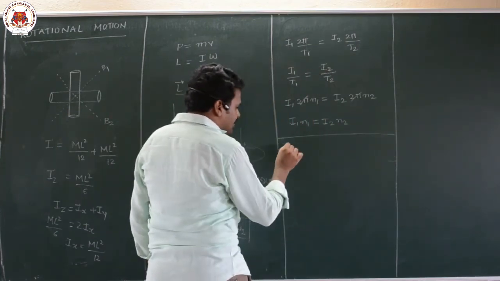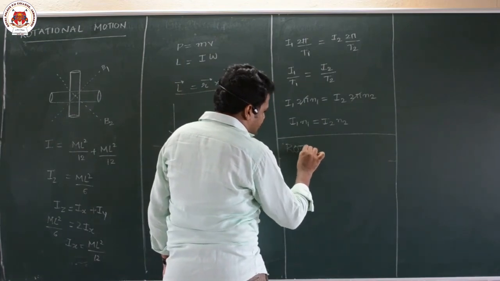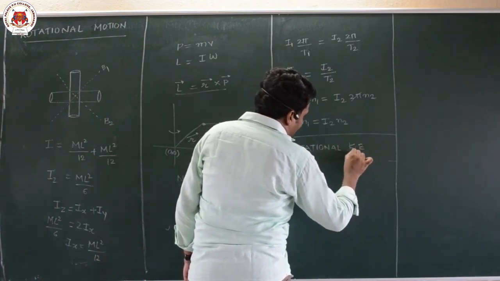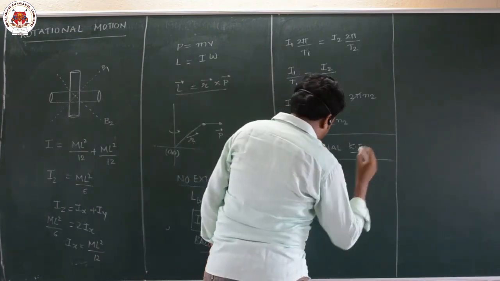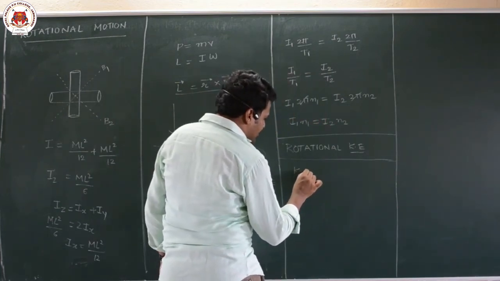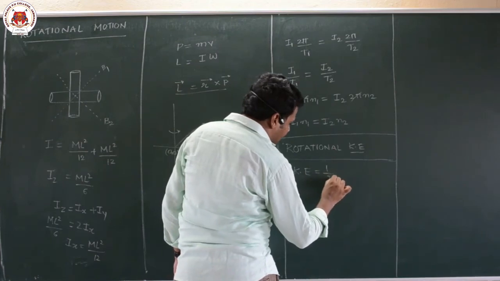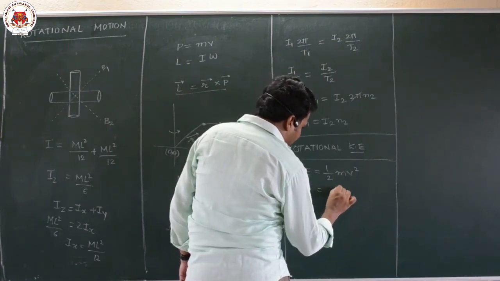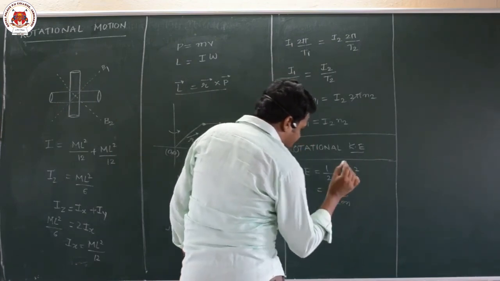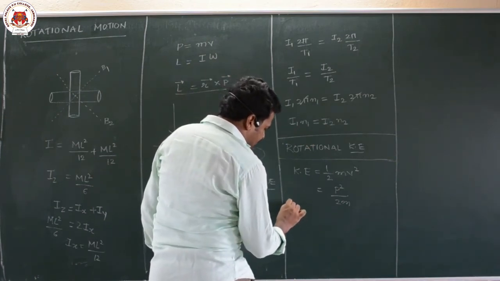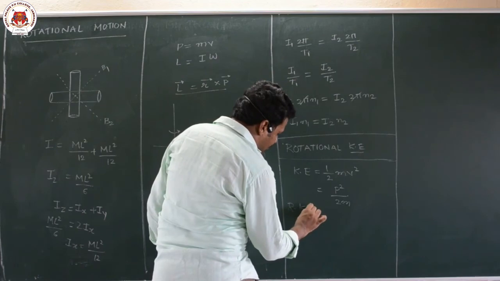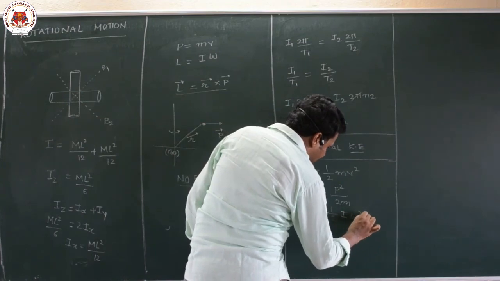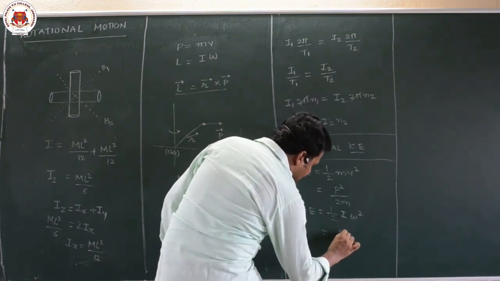And next is rotational kinetic energy. Linear kinetic energy formula, you know, is half mv square. Similarly, it is also equal to p square by 2m. So, rotational kinetic energy, I write this as RKE, is equal to half I omega square. Or it is also written as L square by 2I.